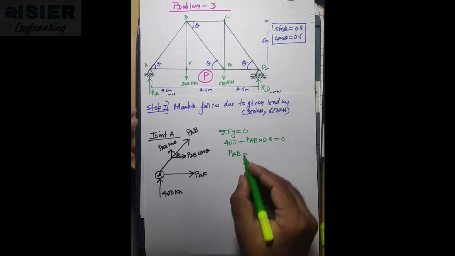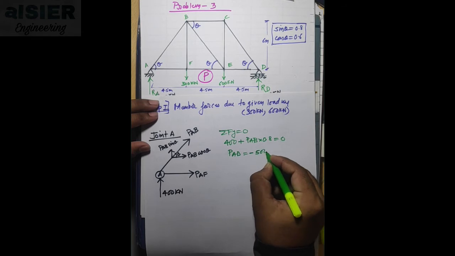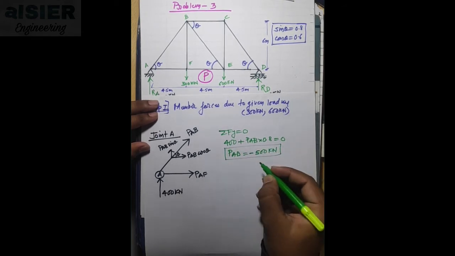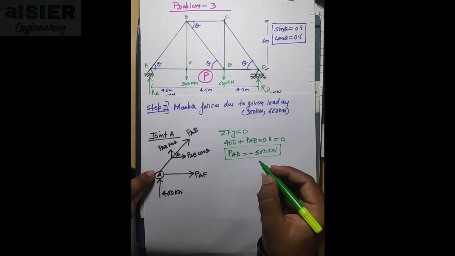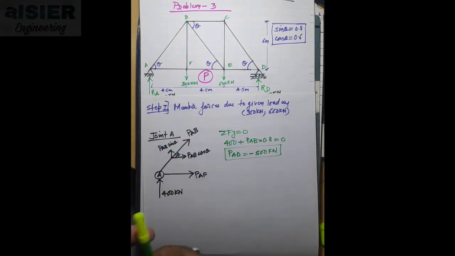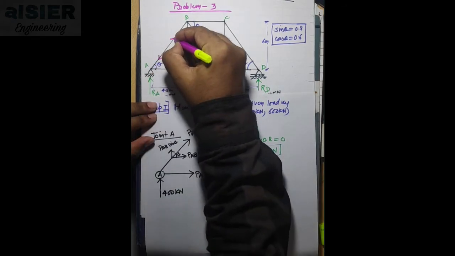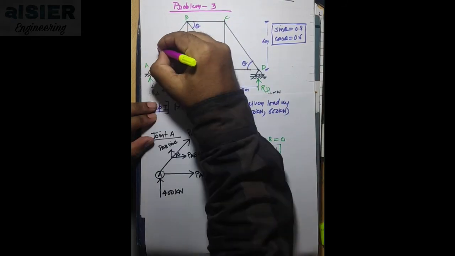So we will get PAB is equals to minus 500 kilonewton. Now what does the minus sign indicate? The minus sign indicates that our assumption, which was away from joint, is wrong. It is actually towards the joint. So we will mark it here towards joint and we will write down here 500.